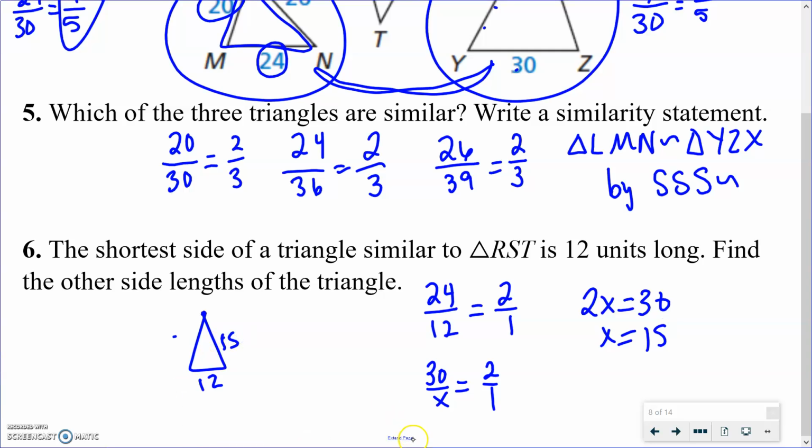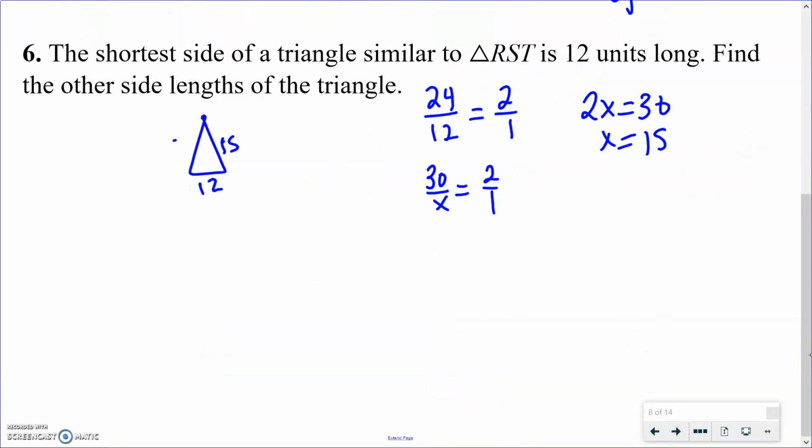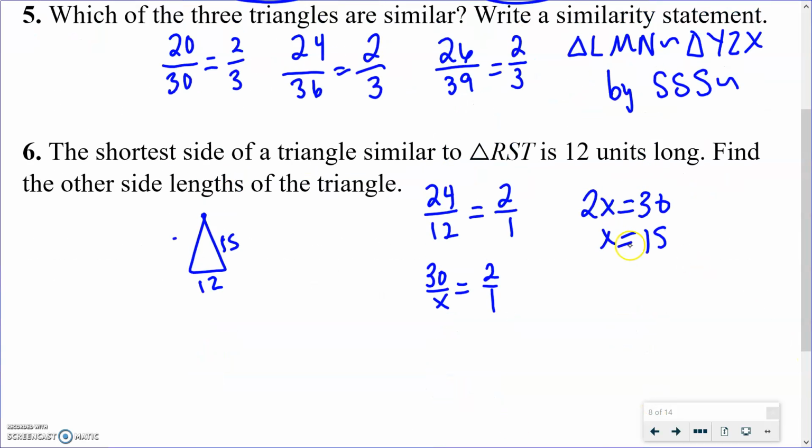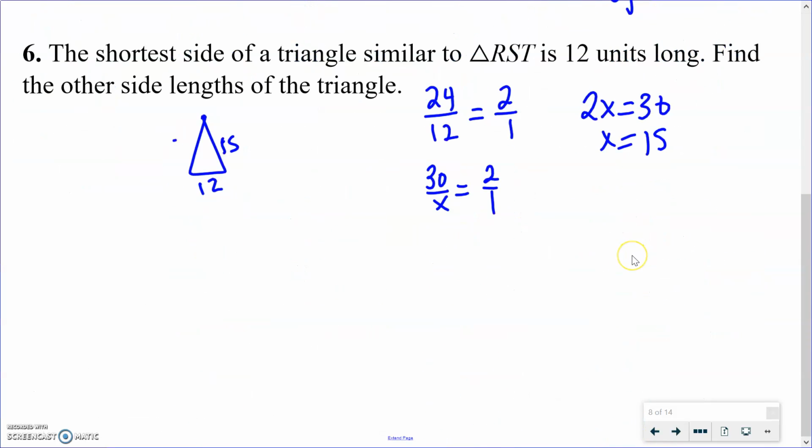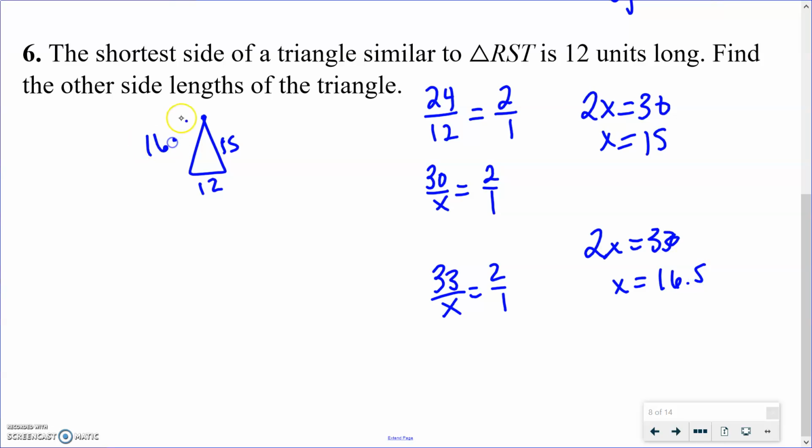I'll extend my page a little here. I need to know how long. So 33 is the longest side. So 33 over x equals 2 over 1. Cross multiply and get 2x equals 33, and x is equal to 16.5. So we know this other side is 16.5. So we're just using that similarity ratio.